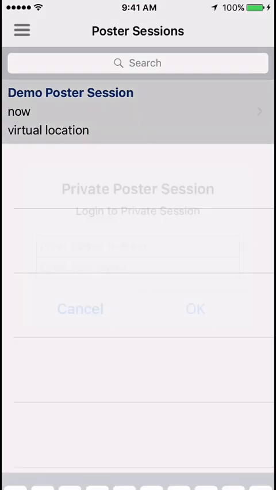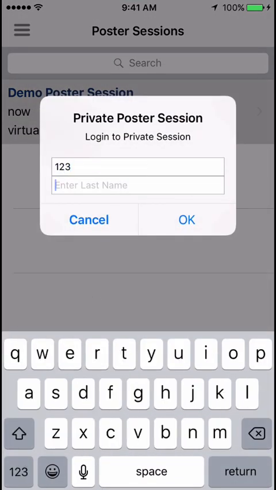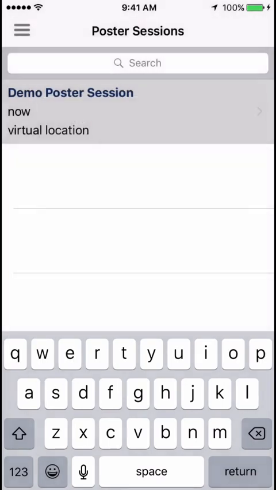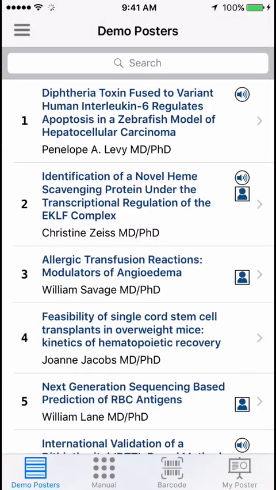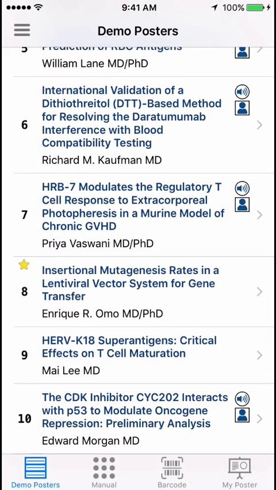PosterCast offers a variety of security options. To access a private poster session, a unique badge number and last name must be entered by a registered user. Once the user has been authenticated, a list of posters is displayed. You can scroll through the list and give your favorites a star.